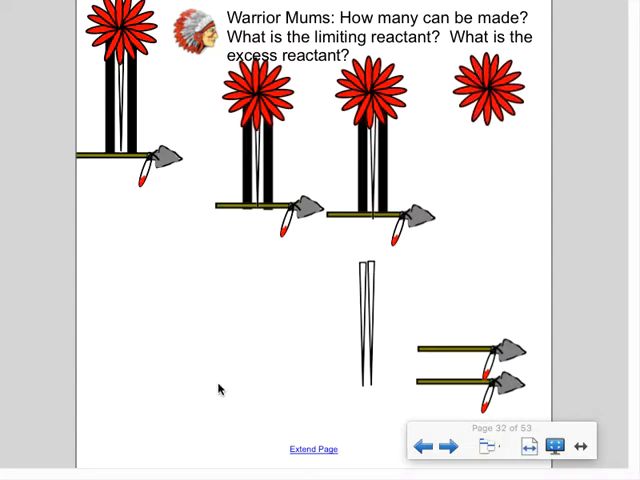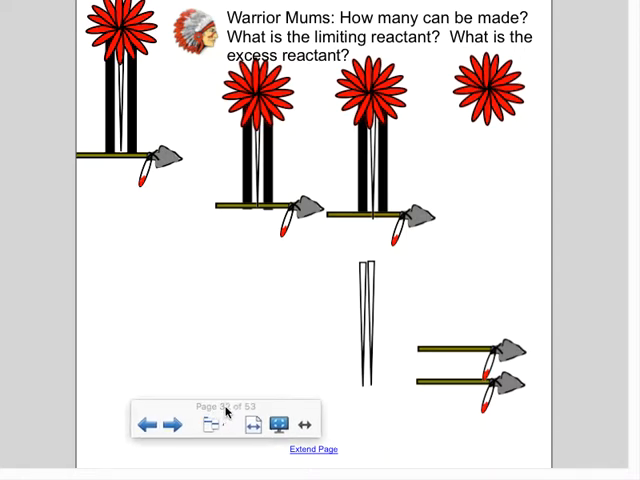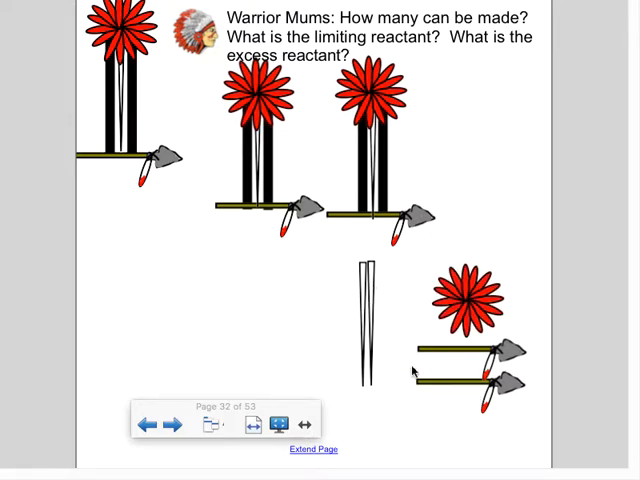So in this scenario, or example, what is the limiting reactant? It would be the black ribbons. I ran out of black ribbons first before any of the other reactants. What's my excess is everything that's left behind. So the mum, the white ribbons, and the spears.